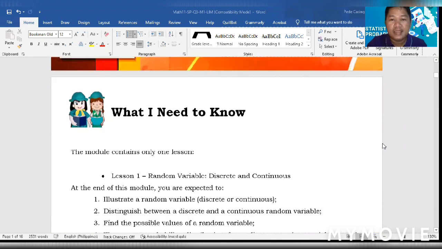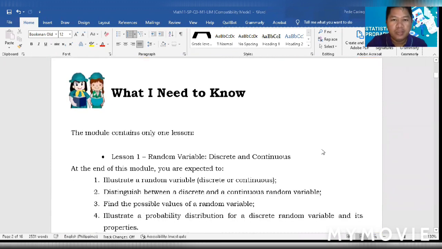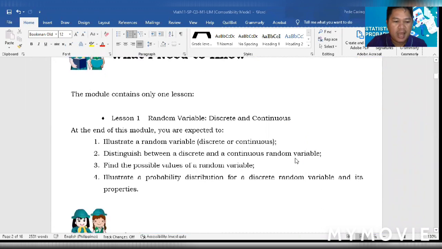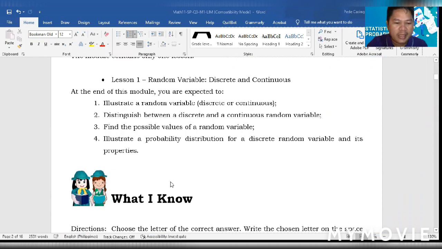So what I need to know. This module contains only one lesson. Lesson 1, random variable, either discrete or continuous. At the end of this module, you are expected to, number 1, illustrate a random variable, discrete or continuous. Number 2, distinguish between a discrete and a continuous random variable. Number 3, find the possible values of a random variable. And number 4, illustrate a probability distribution for a discrete random variable and its properties.